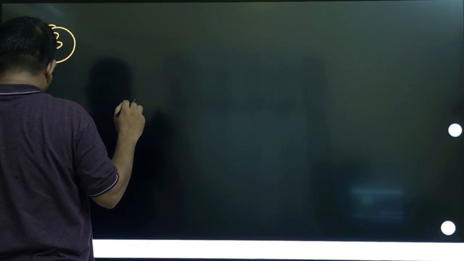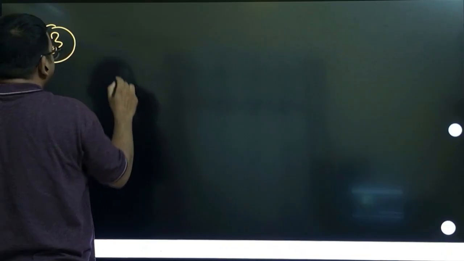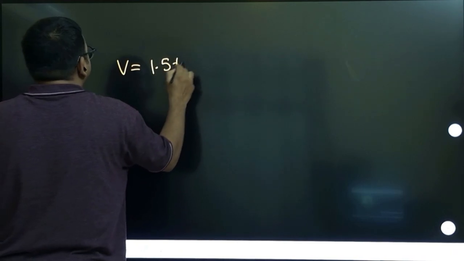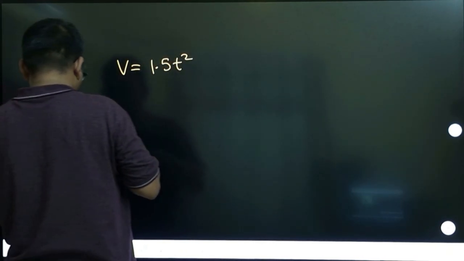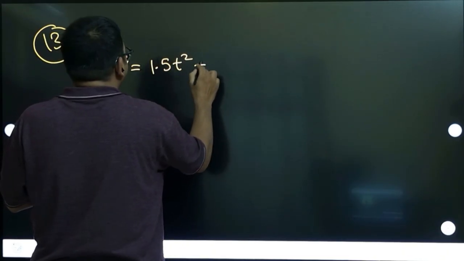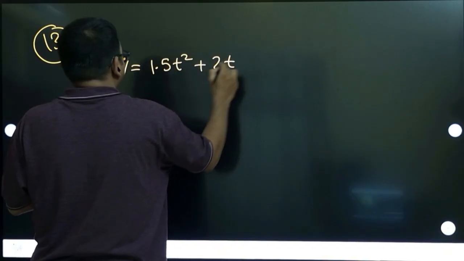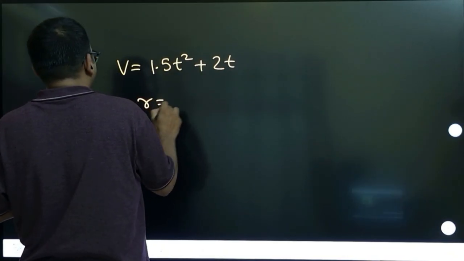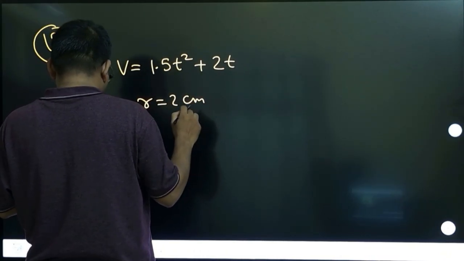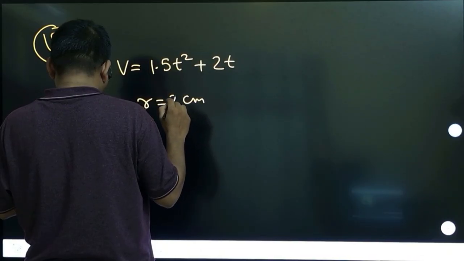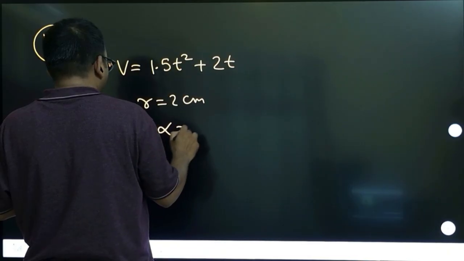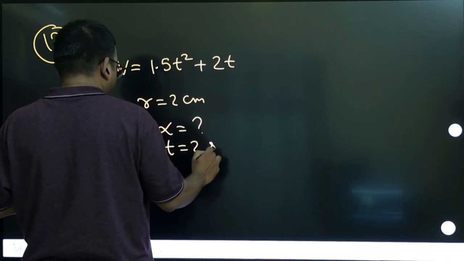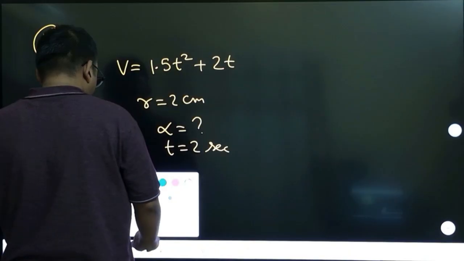A particle is moving in a circular path with velocity changing like this, 1.5 t square plus 2t. Velocity means speed basically here, speed only. The speed equation they have given. If the radius of the circular path is given as 2 centimeters, then we need to calculate the angular acceleration alpha when time is equal to 2 seconds. Okay, so let us try to calculate this.